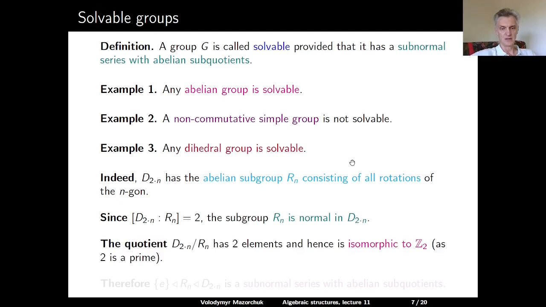The quotient has exactly 2 elements because the index is 2, so the quotient is an abelian group isomorphic to Z2. And the subgroup itself is abelian. Therefore, the series which starts with the identity, then goes to the subgroup Rn, and then to D2n, is a subnormal series with abelian subquotients. So this means that the dihedral group D2n is solvable.